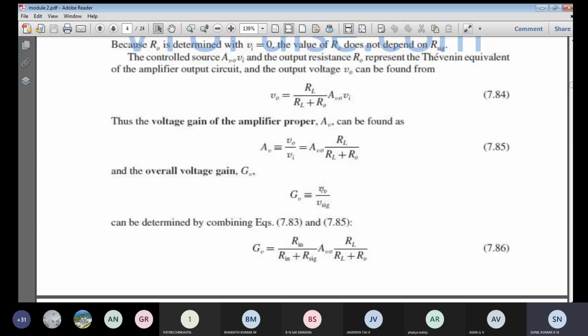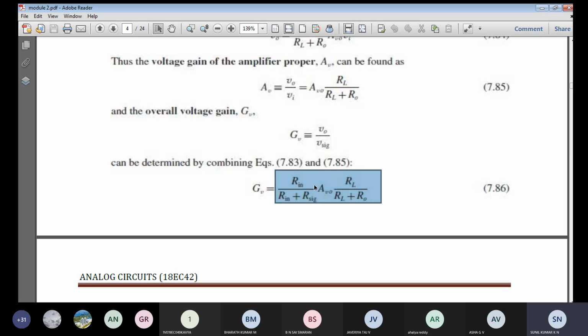So GV is V naught by V signal. No? We write the output voltage as it is, this expression we keep as it is. But in place of Vi, we are going to write V signal into Rin divided by Rin plus R signal. So Vi is expressed in terms of V signal. If you take the ratio V naught by V signal, this will be the overall voltage gain. But since Rin is infinity, the entire factor gets cancelled and we are left with this voltage gain expression.